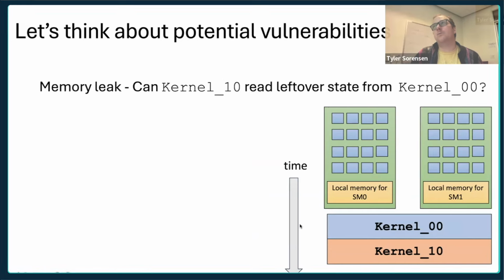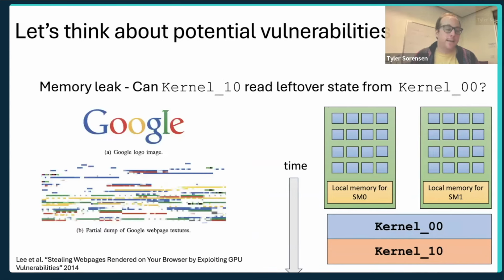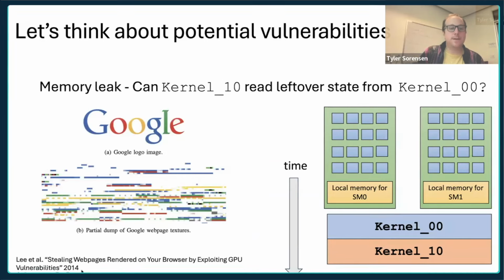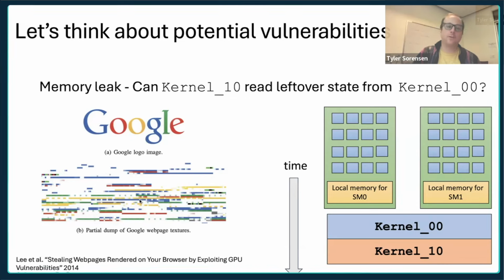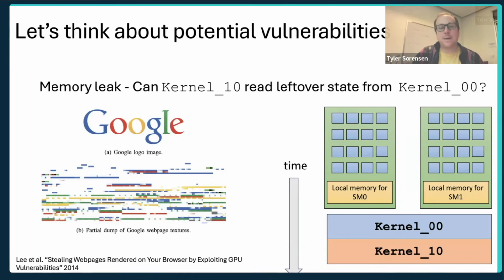And maybe you wouldn't be surprised to learn that the answer in the past has been yes, and researchers have shown this. So this was a paper from 2014. Essentially what they did is they just launched a kernel and it just dumped a bunch of the texture memory. And what happens is you can then get a histogram of the colors that you see, and you can kind of infer what the previous user was looking at. So yeah, this has happened in the past.